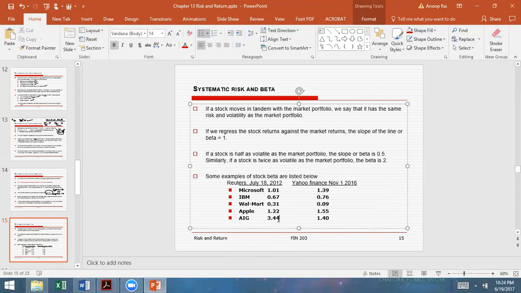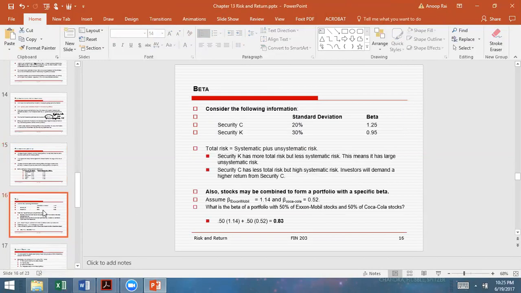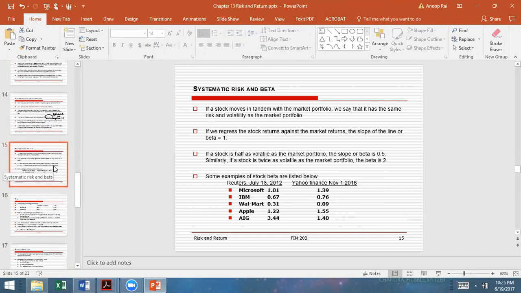AIG during the crisis was having a very bad time, and although it was 3 years after the crisis, it had still not fully recovered because it was being bailed out by the government. So its beta was 3.14, but now it has stabilized and the beta is 1.4 at this point. So that's how we measure stress.